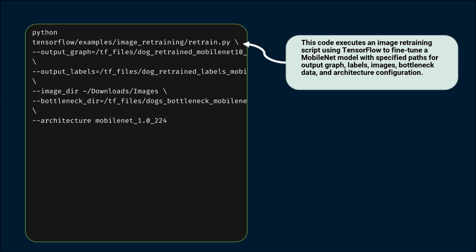The bottleneck dir parameter is set for storing bottleneck files, which speed up the retraining process by reducing the needed computations when feeding images into the neural network. Finally, we specify the architecture with the architecture option. By using Mobilenet 1.0.224, we are selecting the larger version of Mobilenet optimized for images of size 224x224 pixels, allowing us to balance model complexity and accuracy effectively. This comprehensive command enables efficient retraining, adapting Mobilenet to our specific image recognition task.